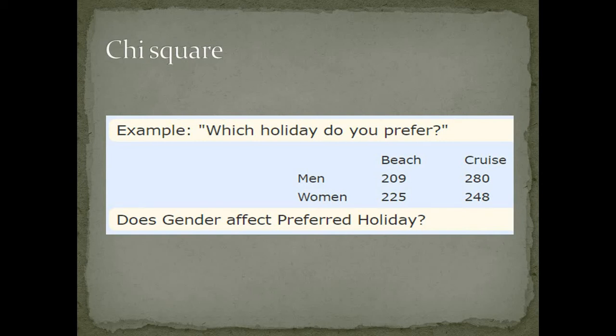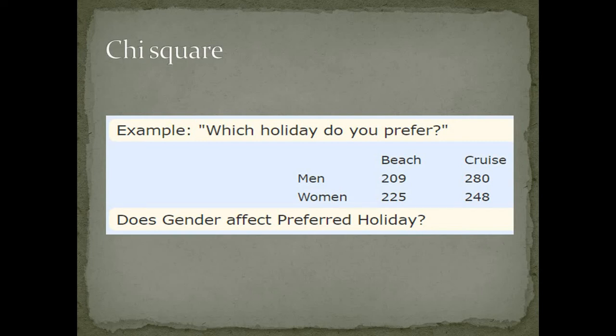Let us see an example here. You can see: which holiday do you prefer? Now what we want to know is, does gender affect preferred holiday? Gender is coded as a categorical variable, coded as men and women, and the preferred holiday is again coded as beach and cruise.